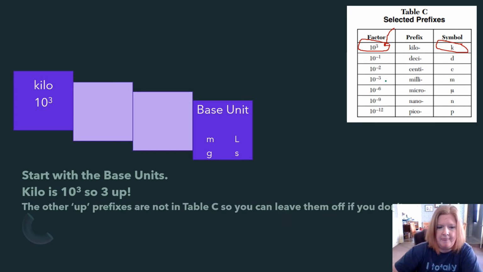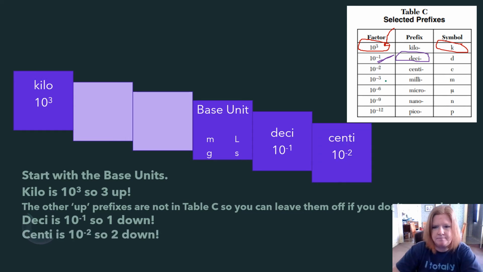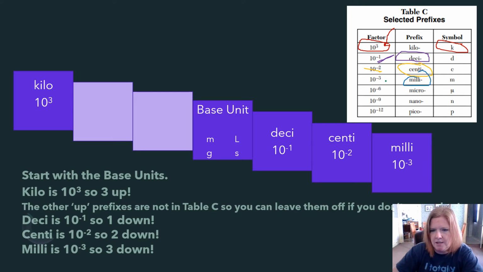All right, the other up prefixes are not here. So if you don't want to put them in there, you can just leave them blank. You still need the space because that's going to be important, but you don't have to put any labels. All right, so next is deci. So let's just swap this color. Okay, deci was next. That is 10 to the -1. So that means down 1. So put a box and put deci. Okay, next is centi. And centi is down 2. Okay, so from base units down 2, label centi, 10 to the -2. All right, and then milli. Okay, milli, 10 to the -3.